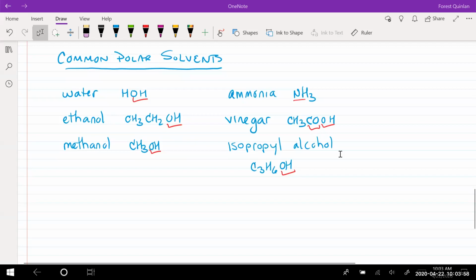So then what is a common non-polar solvent? That one's going to be interesting.